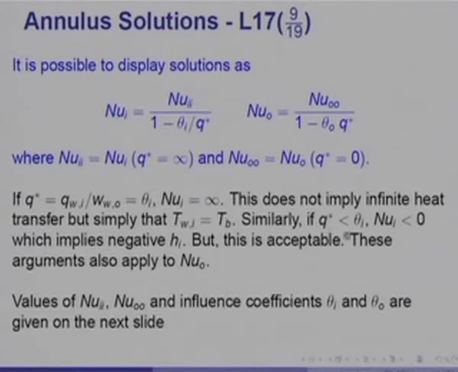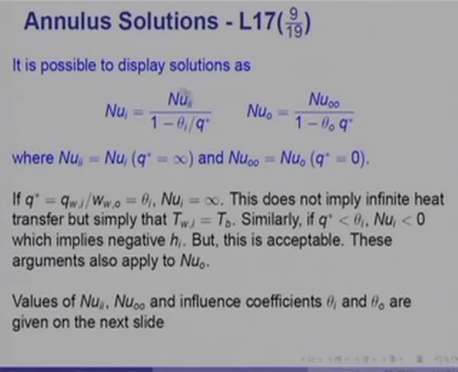Similarly, if q star is less than theta_i, then Nu_i will turn negative, which implies negative h_i. But again, as we said repeatedly, this is not a particularly unacceptable situation. All it implies is that since Nu_i is negative, T_wall,i must be greater than T_bulk or T_wall,i must be less than T_bulk, and as a result the Nu_i has turned out to be negative. So, similar arguments would apply of course to Nu_o. So, values of Nu_ii, Nu_oo, theta_i and theta_o are given on the next slide.